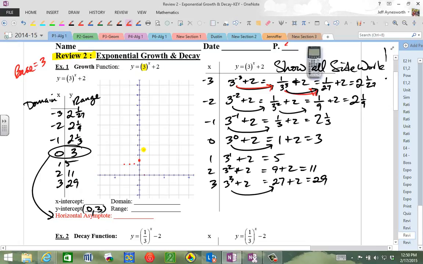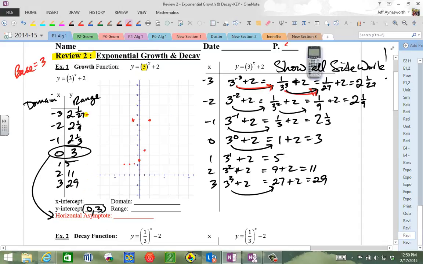1 comma 5, that's easy to find. Right 1, up 5. 2 comma 11: 2, 4, 6, 8, 10, 11 is right here. That's 11. 3 comma 29 is off the grid, so I'm not going to plot that. So you want to graph or show the graph, okay?